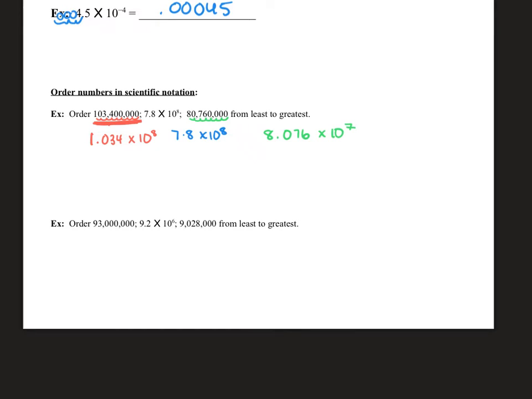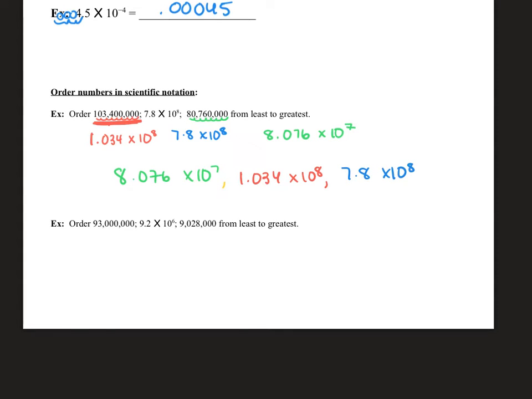Now as I'm ordering, the first thing I notice is that I've got 1 power of 10 that's less than the others. What that tells me is that 8.076 times 10 to the 7 is going to be less than my other numbers. Then the next two have a matching power of 10, 10 to the 8th. So now I'm going to look at the C part to see which one would be the smallest. 1.034 is smaller than 7.8, so that's the number that's going to come next: 1.034 times 10 to the 8th, and then 7.8 times 10 to the 8th.